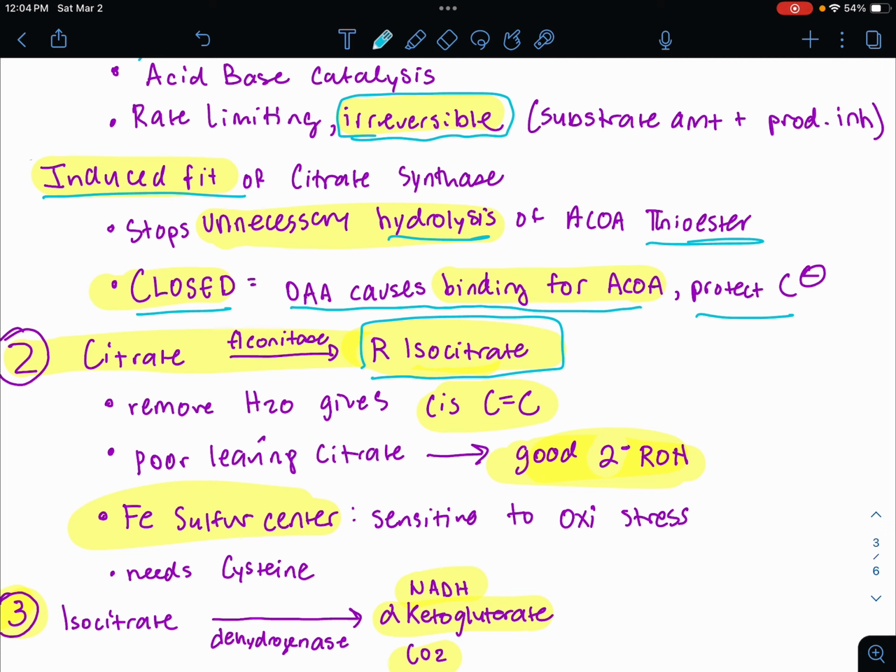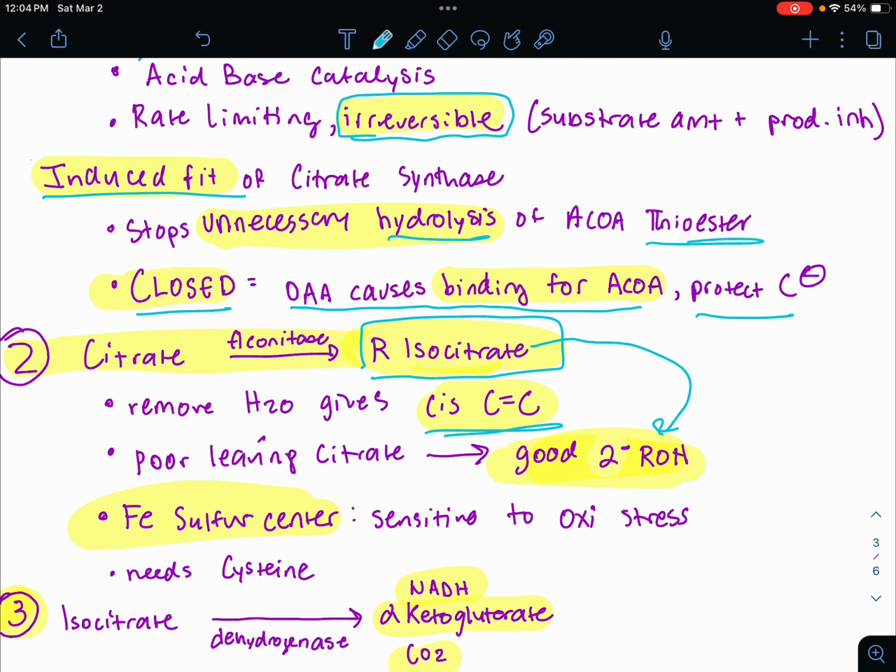Removing H2O will create this cis carbon double bond to another carbon. The leaving group, which is citrate, will become a good leaving group as a secondary alcohol. This R-isocitrate is a secondary alcohol. The secondary alcohol is a good substrate for oxidation.